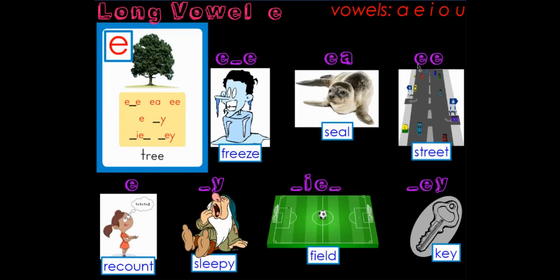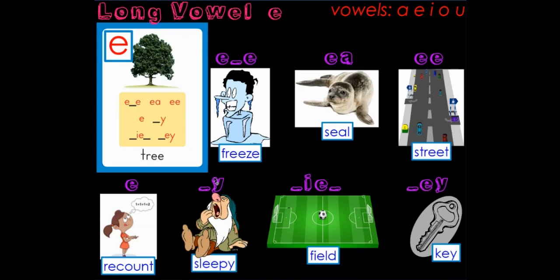Next, we have the letter pattern EE. Together, they make the long E sound, like this word, street. You can see there's cars driving down the street. We also have an example over here, which is a tree. Here we have the letter E all by itself, making the long E sound, like the word recount. In our example, this little girl is going to recount to make sure she got her math fact correct. In this word, RE is a prefix. We have been learning about prefixes too.